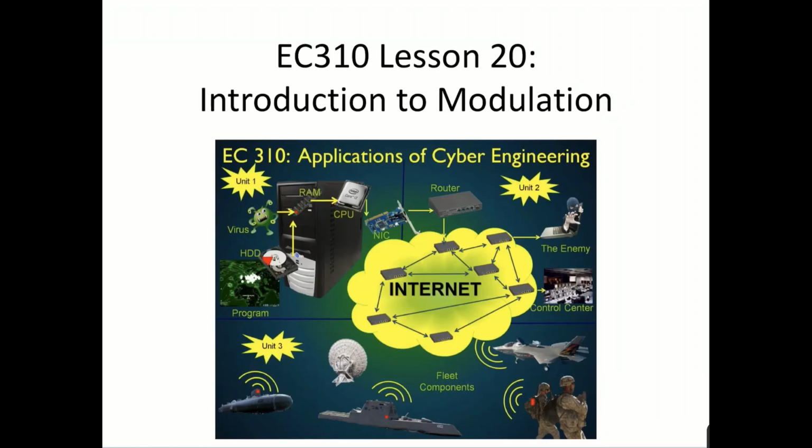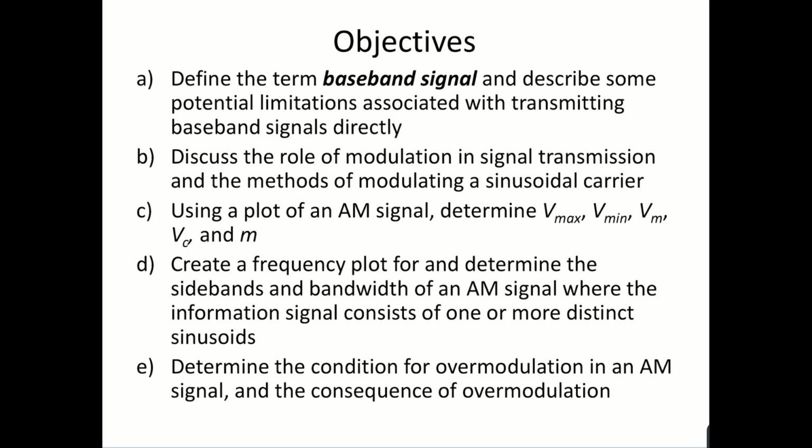Alright, so welcome back, and in this lecture we'll be talking about Chapter 20, introducing this topic of modulation here. So here are your objectives. We're going to be talking about this concept of a baseband and some potential limitations associated with transmitting it, discussing the role of modulation and how that increases our capability to transmit, as well as other methods of modulating. We're looking at plots of AM signals and determining values from that, and then we're going to be creating frequency plots to determine sidebands and bandwidth of AM signals. We'll also discuss the concept of overmodulation, and that'll be embedded inside the lecture.